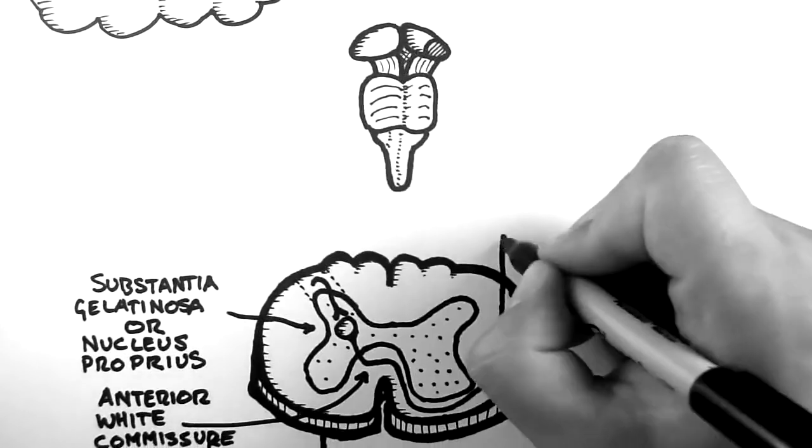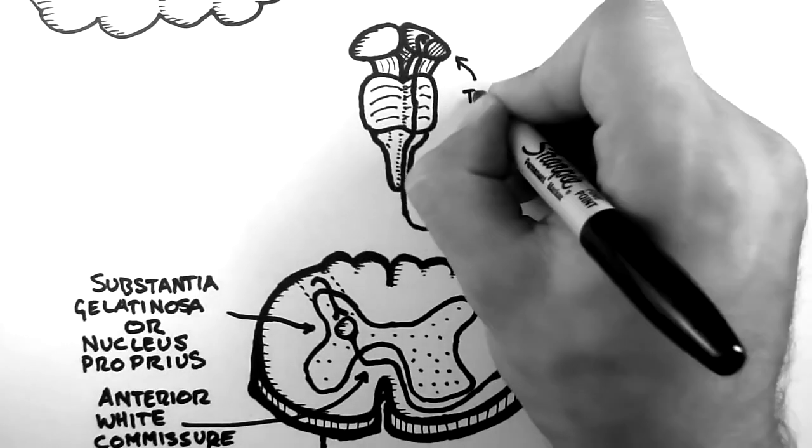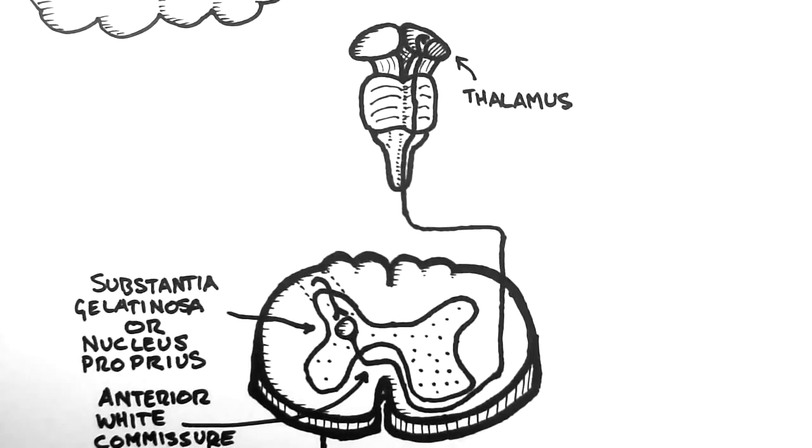The spinothalamic tract then ascends through the brainstem and synapses onto the thalamus. This is why the tract is called the spinothalamic tract, because it ascends from the spinal cord to the thalamus.